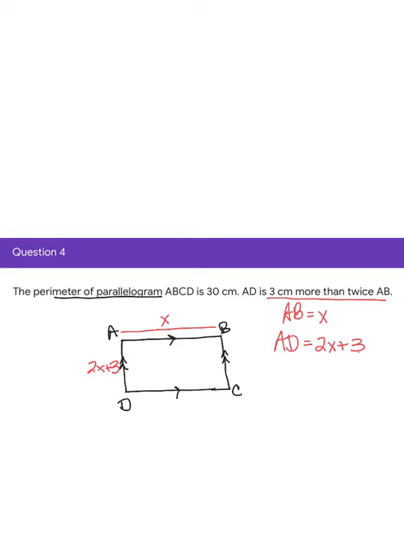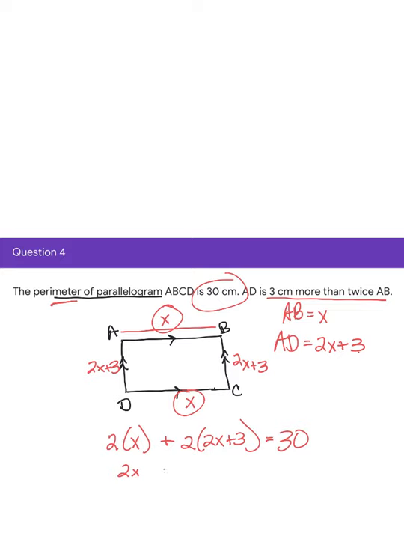Remember, what we know about a parallelogram is opposite sides are equal. So if AD equals 2x plus 3, BC equals 2x plus 3, and if AB equals x, DC equals x. In order to find the perimeter, we have to add all the sides up. So 2 times x, because there are 2 x values right here, and then 2 times 2x plus 3, all have to add up, and we know the perimeter is 30, so it all has to equal 30.